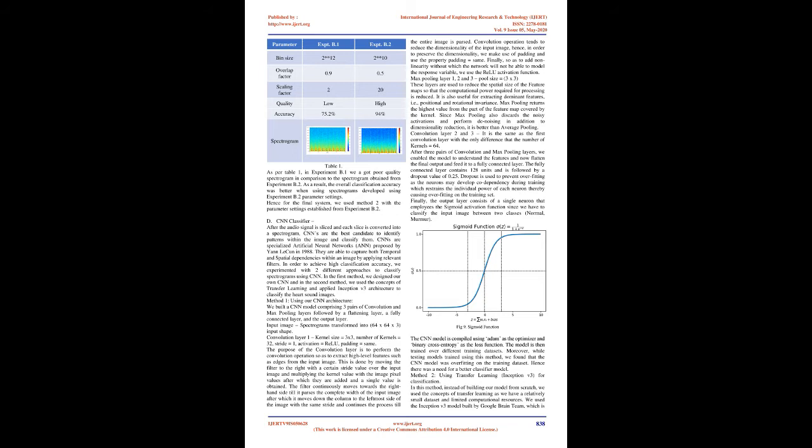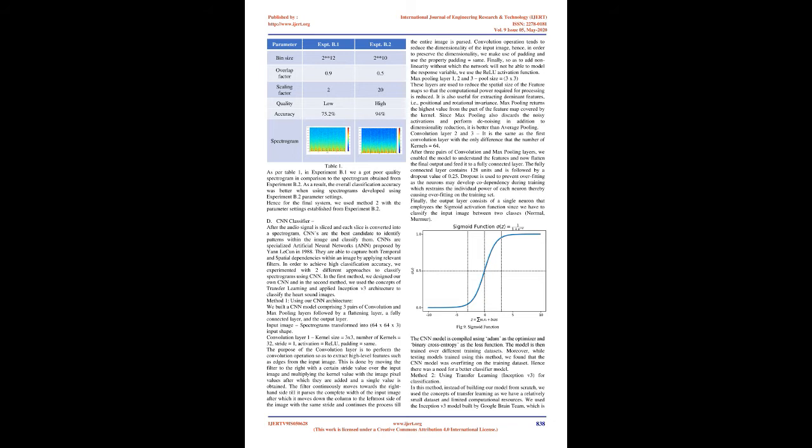We performed 2 experiments with different parameter values to get the ideal parameter setting for high-quality spectrograms. As per Table 1, in experiment B.1 we got poor quality spectrogram in comparison to the spectrogram obtained from experiment B.2. As a result, the overall classification accuracy was better when using spectrograms developed using experiment B.2 parameter settings. Hence, for the final system, we used method 2 with the parameter settings established from experiment B.2.